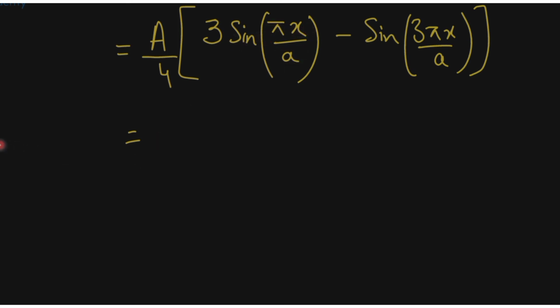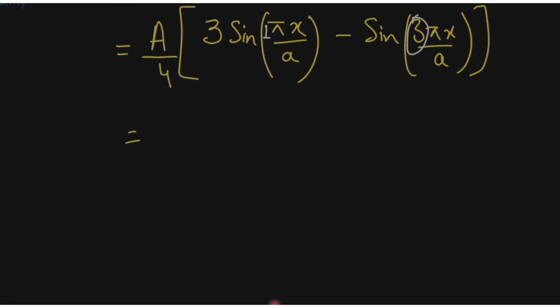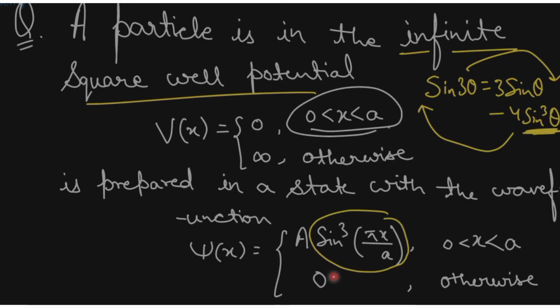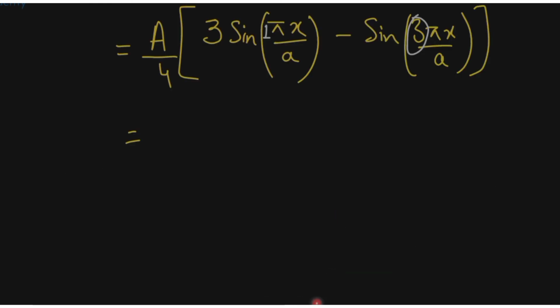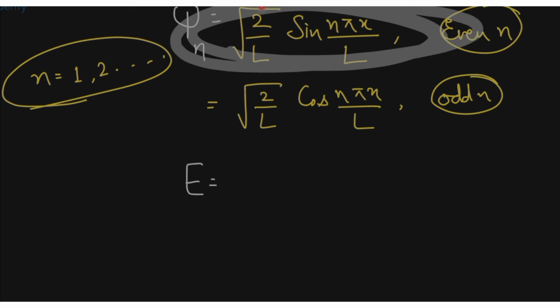So it is of the form sine n pi x by a, so n will be 1 and 3. What was the length of the potential? That will be a. So the length is correct, and the form we are getting is the same as the wave function form. So what term will be missing here? Root 2 by L. Here the system is asymmetric. The wave function of the asymmetric well will be root 2 by L sine n pi x by L. This is the standard form.